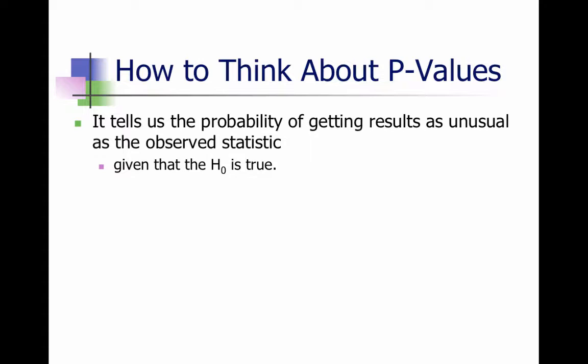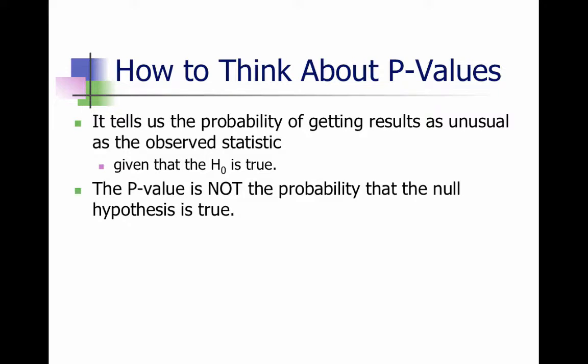The p-value tells us the probability of getting results as unusual as the observed statistic. This is always given that the null hypothesis is true. The p-value is not the probability that the null hypothesis is actually true. It is the probability that the observed statistic would occur given the null hypothesis is true. We're always working under the assumption that the null hypothesis is true until our p-value tells us otherwise.